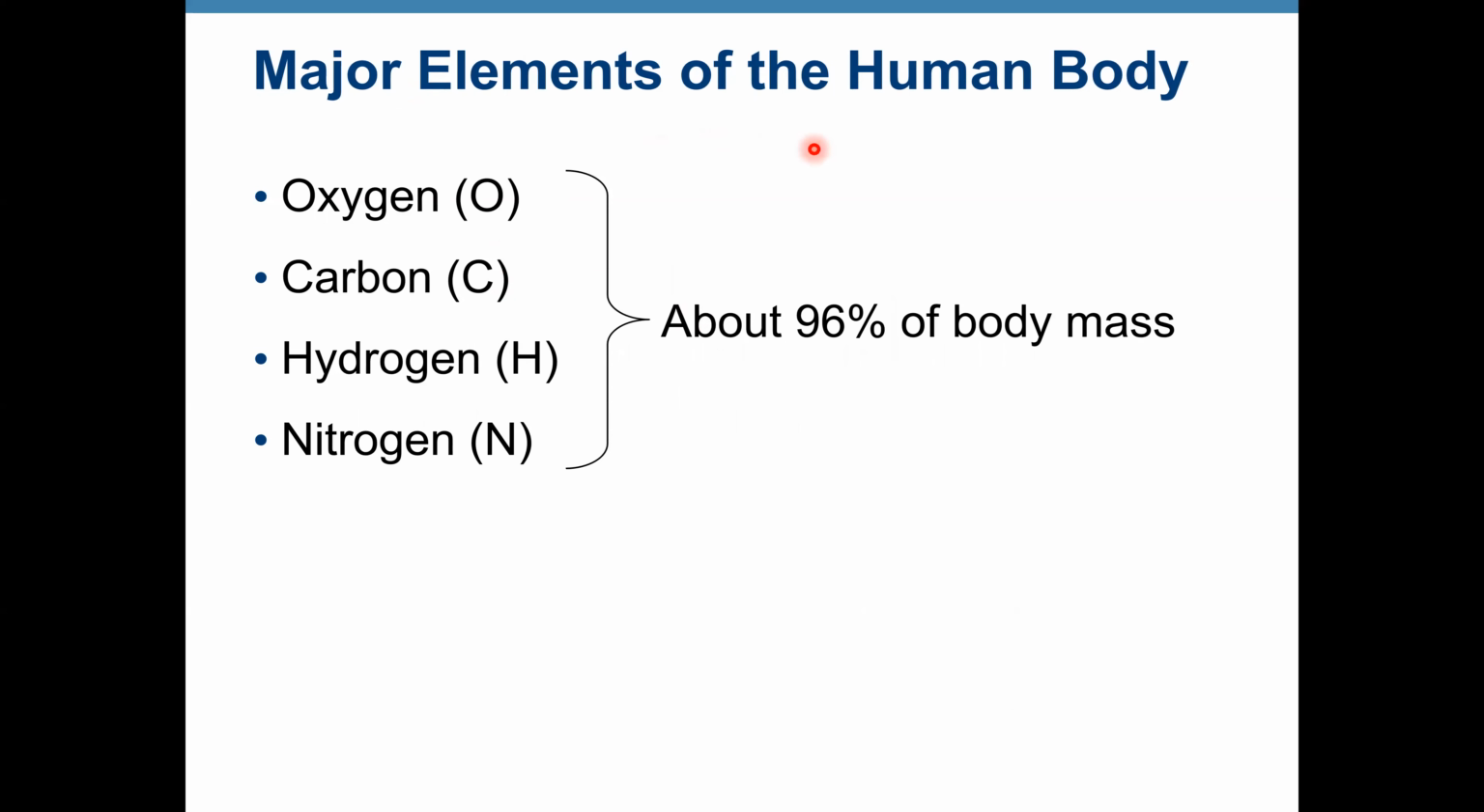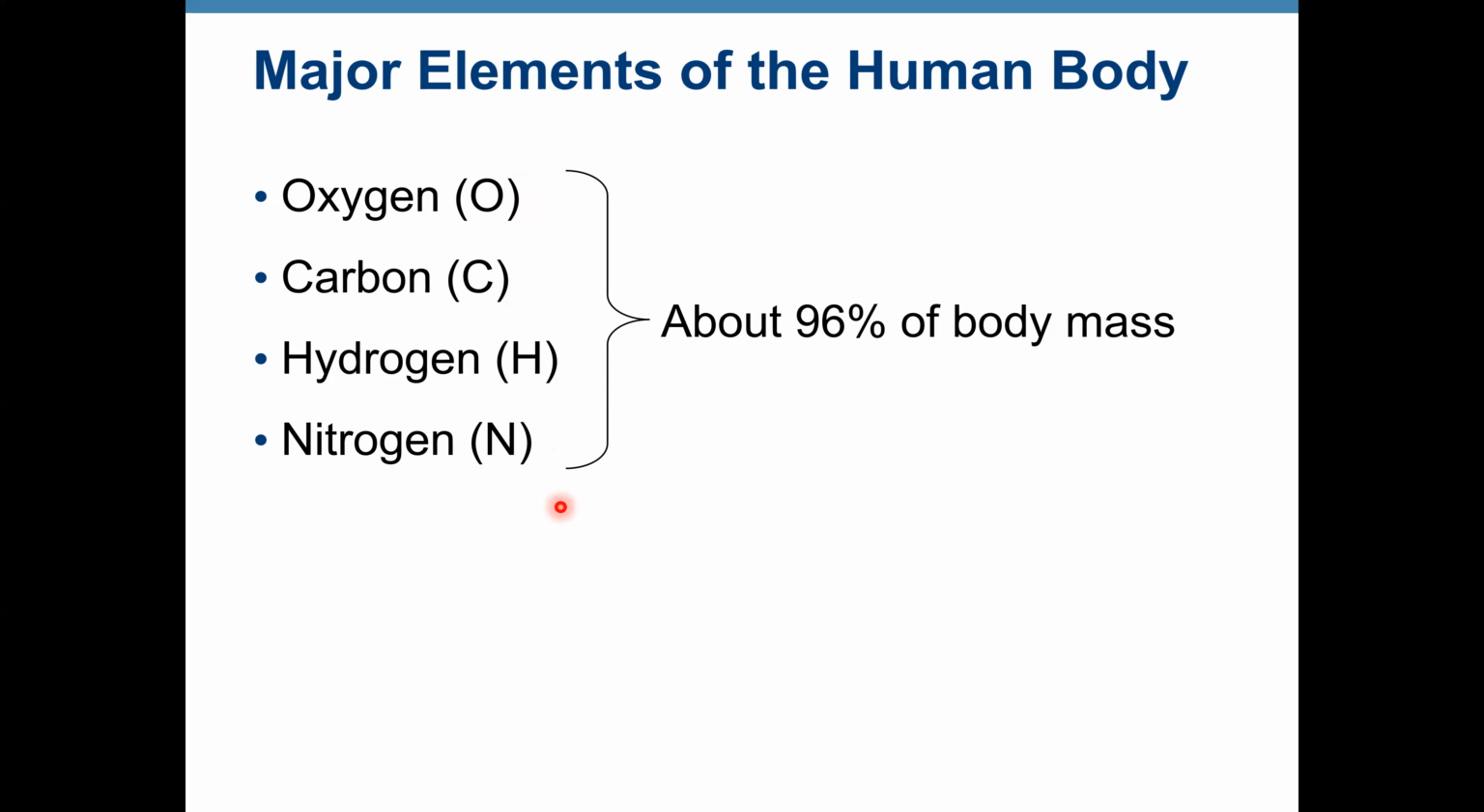Major elements of the human body that make up about 96% of body mass are oxygen, carbon, hydrogen, and nitrogen. It's also amazing to think about it. Your body looks so incredibly complex. And when you start thinking that 96% of your body is made from only 4 elements, I don't know, for me, it's kind of like, wow, that's interesting.